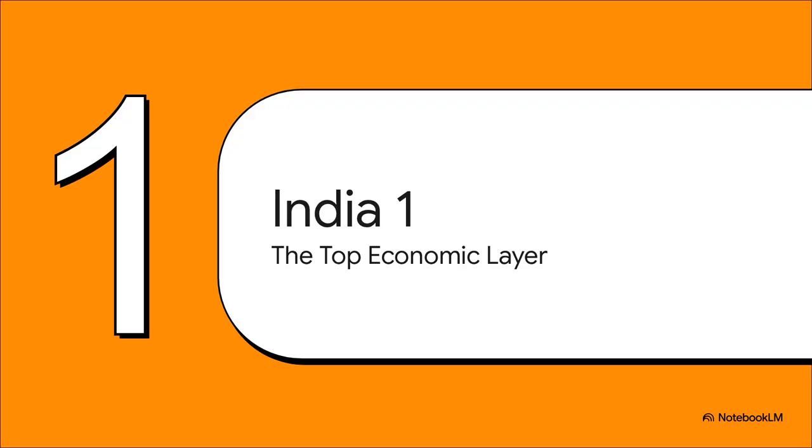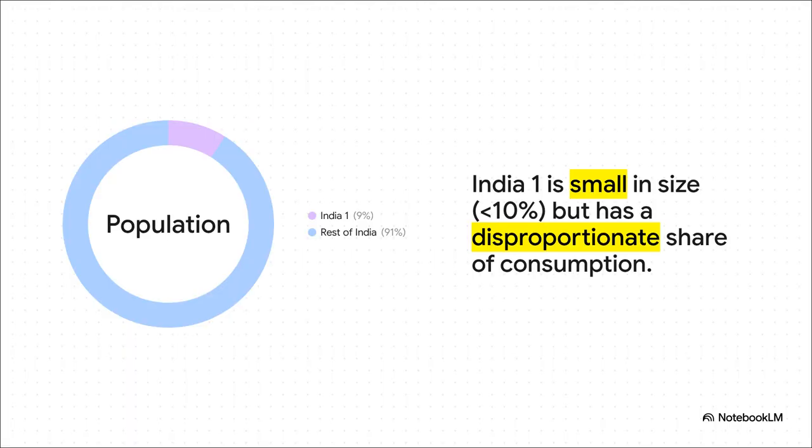All right, first up, India 1. This is the top of the pyramid. Think of them as the most plugged in, the most affluent part of the country. Now, you might be surprised to see they're actually a pretty small slice of the population, less than 10%. But, and this is a big but, don't let that small number fool you. Their economic power, it's huge. They spend way, way more than you'd expect for a group their size.